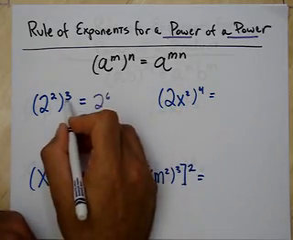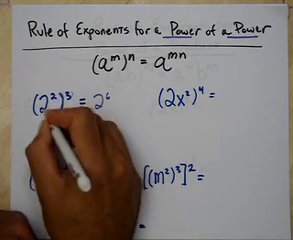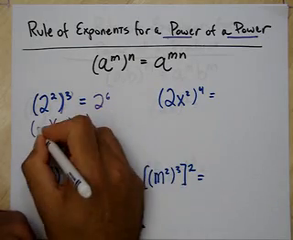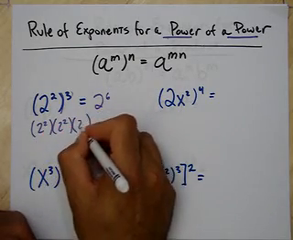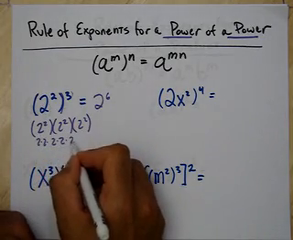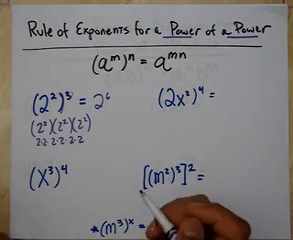Why? Because this 3 is attached to this parenthesis. So what it's saying is, I'm going to have 3 of these times itself. And what are these things? They're 2 squared, which is 2 times 2 times 2 times 2 times 2 times 2. Of course it's 2 to the 6th power. There's 1, 2, 3, 4, 5, 6 of them.